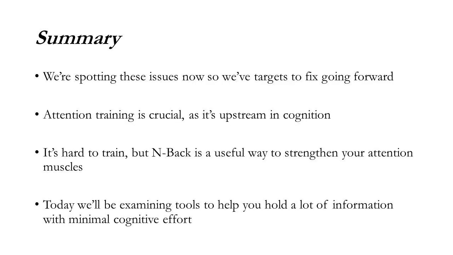Now, we're spotting these issues, these cognitive biases, in today's lecture, so we have targets for what to fix going forward, and we're basically going to be able to read off some of these issues from the model of cognition that I was introducing you to in the last lecture. Important for this is attention training. It's sort of like the upstream issue. We don't have a lot of attention, but you can sort of improve it.